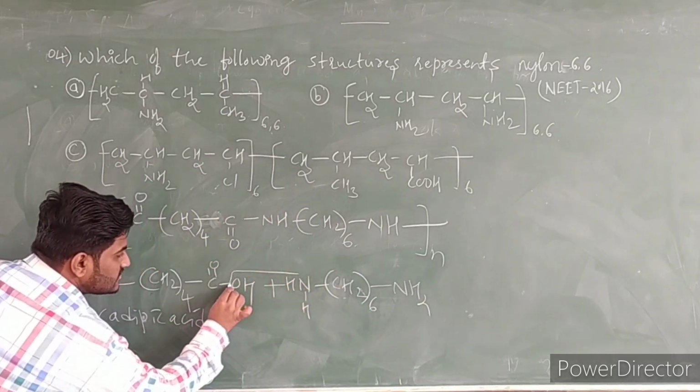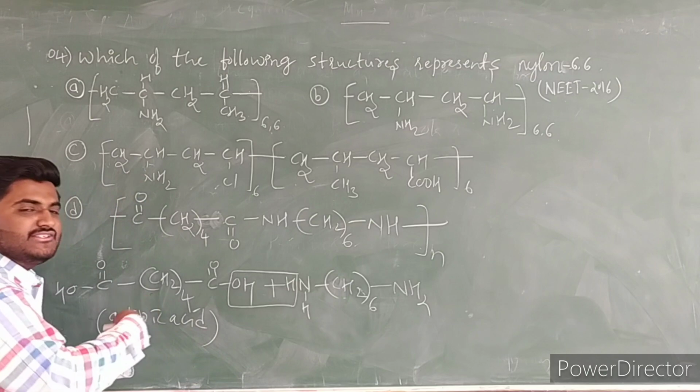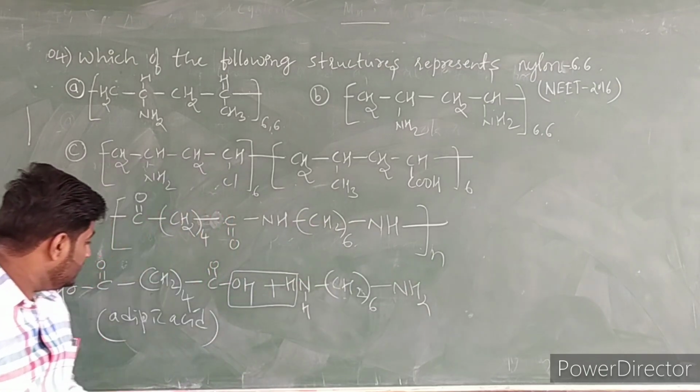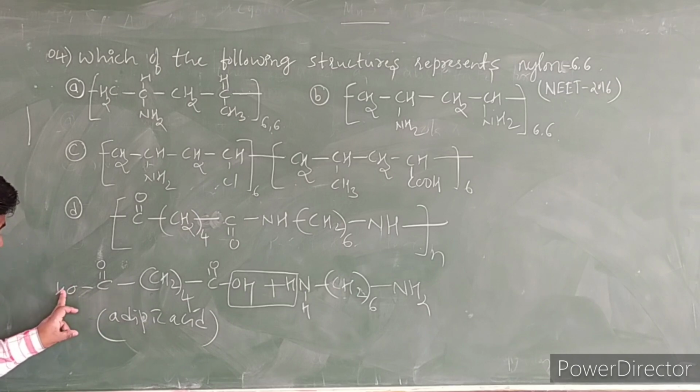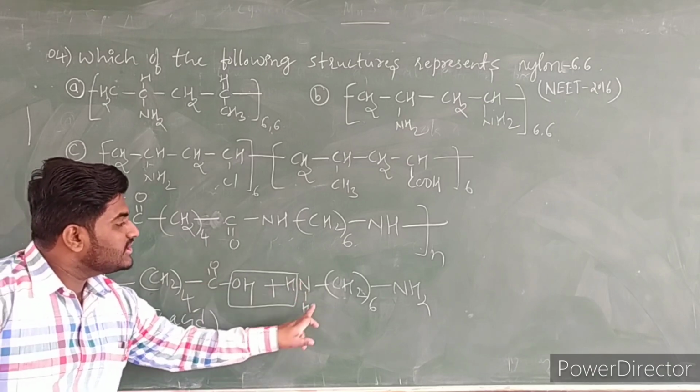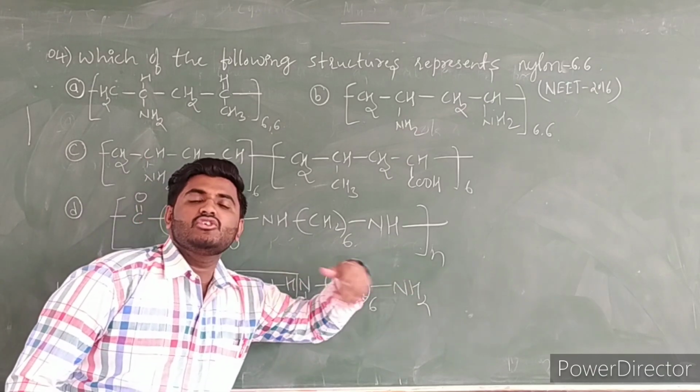This H and this OH are eliminated as a H2O molecule. When H2O is removed, COOH, with its OH, is also removed by another molecule of monomer. Then OC-CH2 4 times, CONH, CH2 6 times, NH goes like that only.